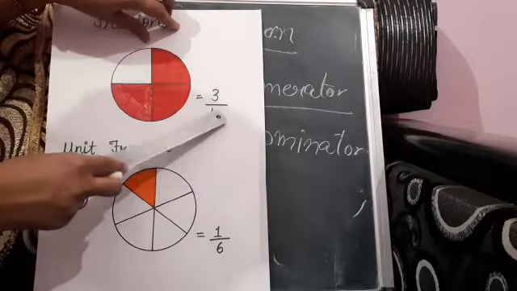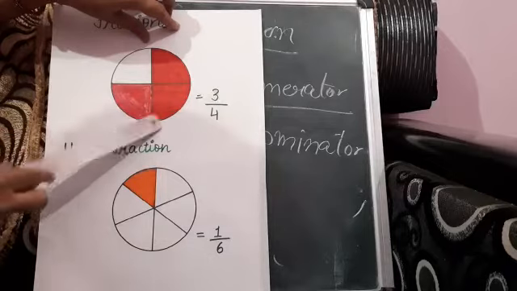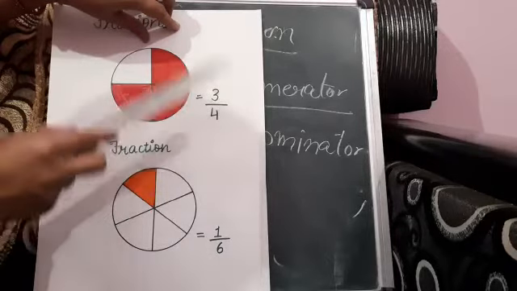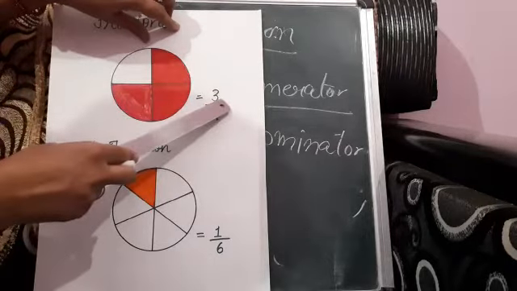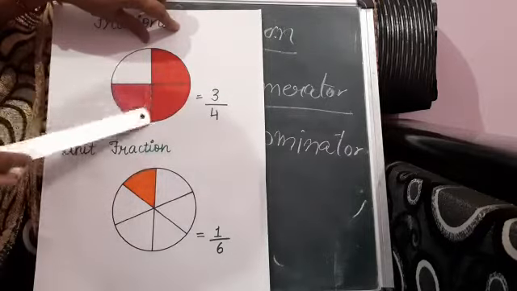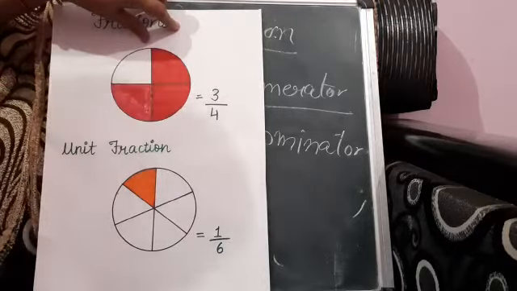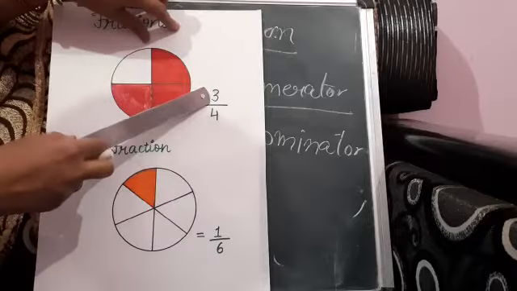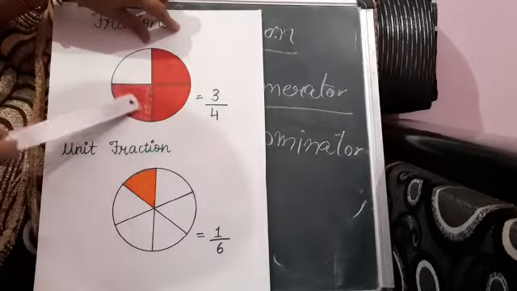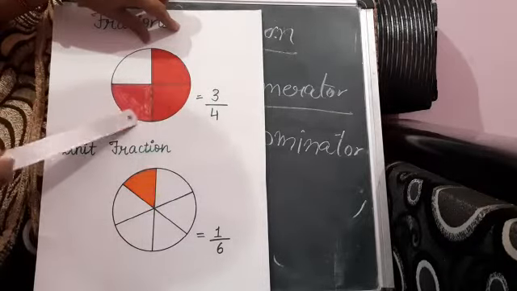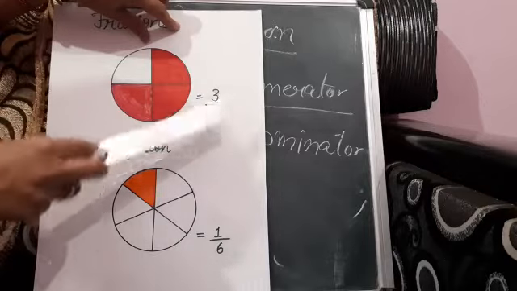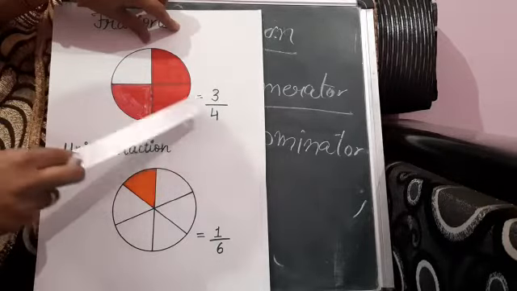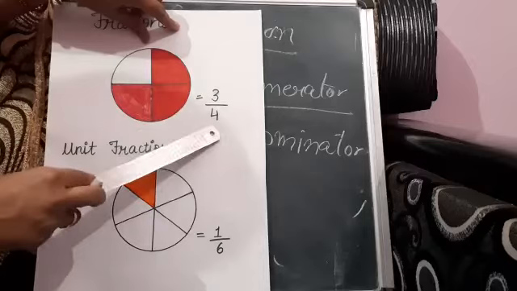डिनोमिनेटर में कौन सा नंबर आता है? जितने पार्ट्स में हम किसी चीज को डिवाइड करते हैं. Okay, and in the numerator we write the number which we are considering. जितने पार्ट्स हम कंसिडर करते हैं वो हम न्यूमरेटर में राइट करते हैं. In this figure I am shading 3 parts. So I am considering 3 parts out of 4 parts. So I can write this as 3 by 4.